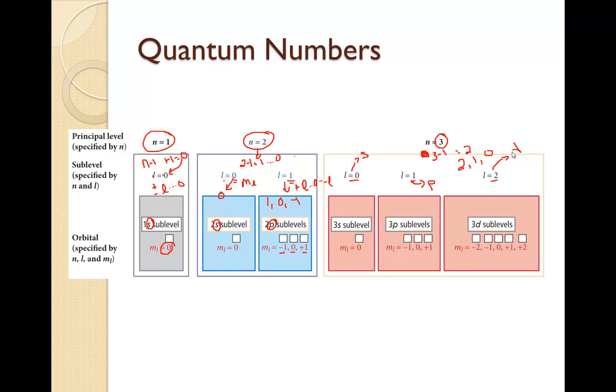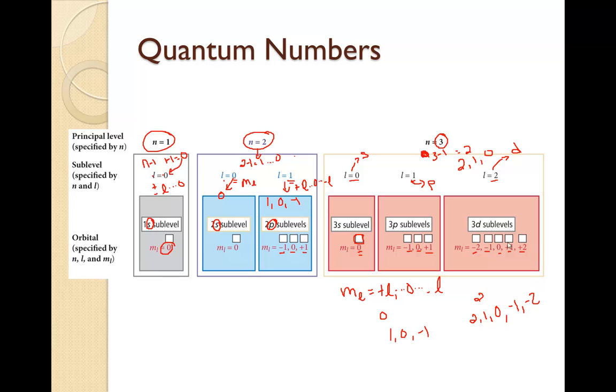So we take this down here, and we say M sub L is positive L to 0 to negative L. So if L is 0, that means 0 is our only option, so this is our only orbital possible. If L is equal to 1, that means it's going to be 1, 0, negative 1. And those are our 3 orbitals there. And then for L is equal to 2, that means it's going to be 2, 1, 0, negative 1, negative 2. And that's where we get these numbers from. Notice there's 5 of them.